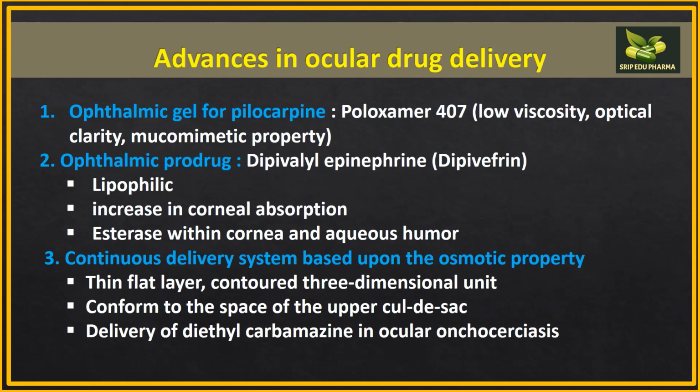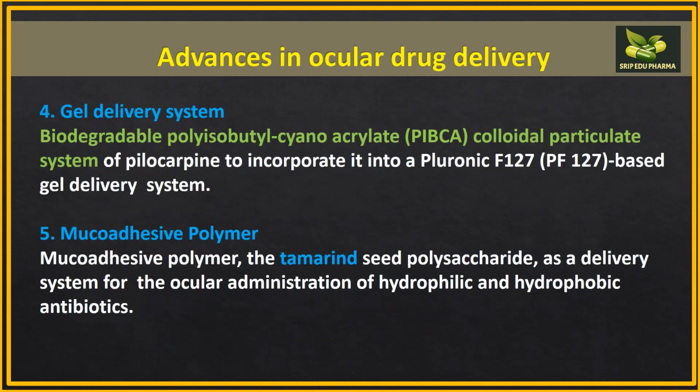Some of the other advances in ocular drug delivery include: first is the ophthalmic gel for pilocarpine, in which poloxamer 407 polymer is used. Then second is the ophthalmic prodrug, in which the prodrug form of the drugs is used. Third is continuous delivery system based upon the osmotic property. Next is the gel delivery system, which is biodegradable polyisobutyl cyanoacrylate colloidal particulate system of drug pilocarpine, which is incorporated into Pluronic F127 based gel delivery system.